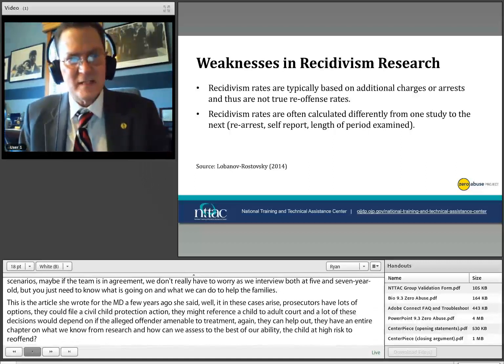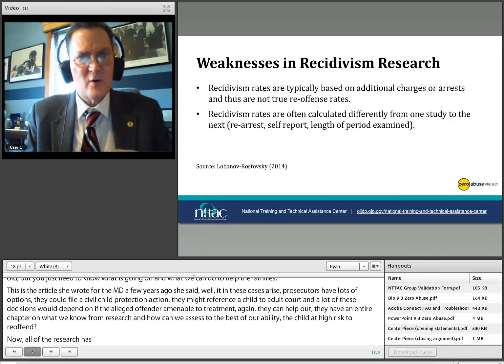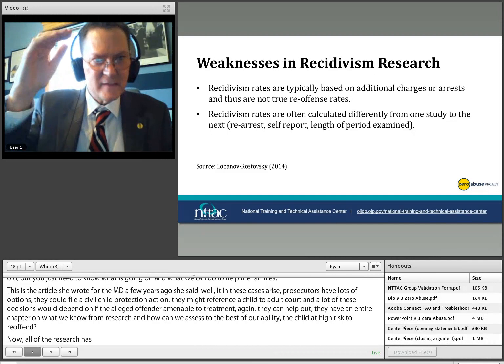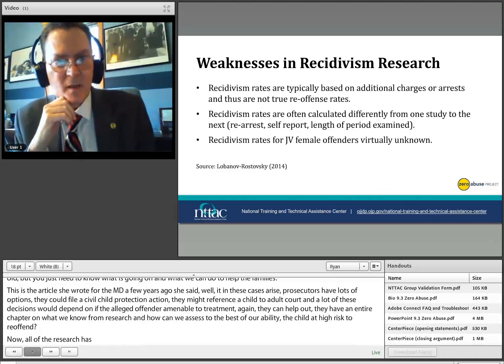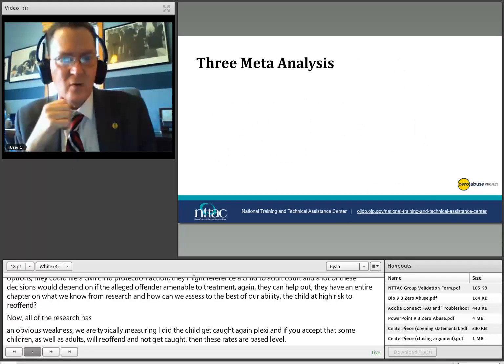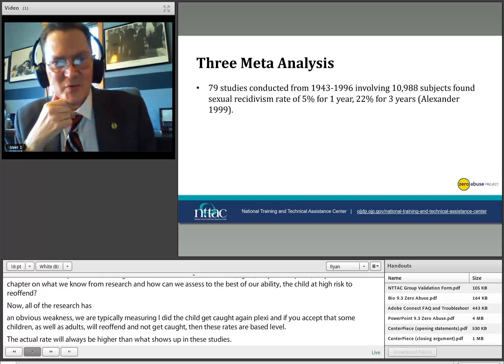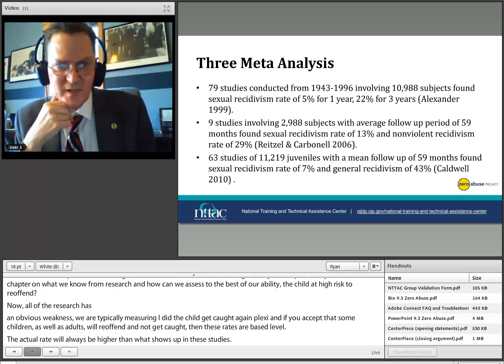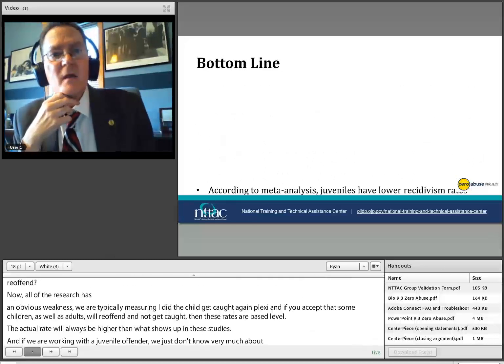I mentioned Ann Bratnick. This is the article she wrote for the NDA a few years ago. She said, well, when these cases arise, prosecutors have lots of options. They could file a civil child protection action, a delinquency action. They might reference a child to adult court. And a lot of these decisions will depend on, is the alleged offender amenable to treatment? Again, SOMAPI can help us out. They have an entire chapter on what we know from research and how can we assess to the best of our ability is a child at high risk to re-offend.